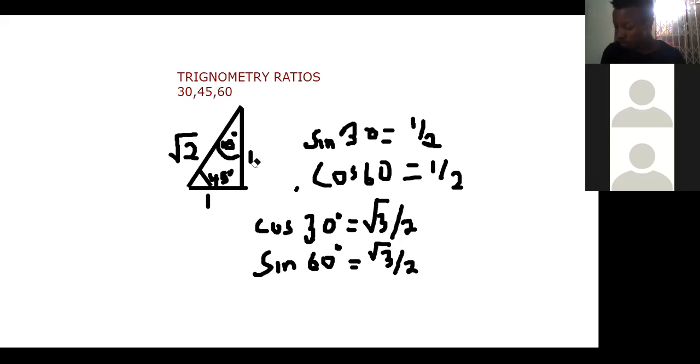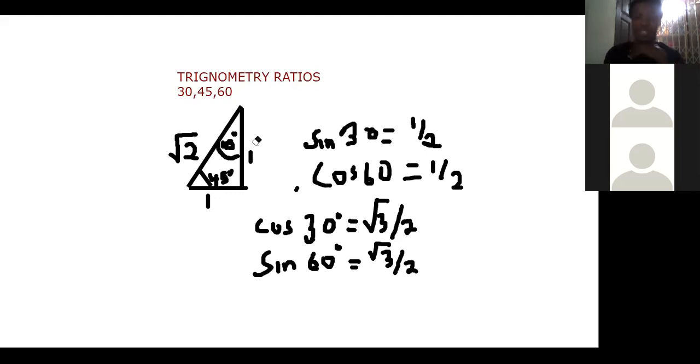Root 2 all over root 2. I'm not getting it. So cos 45 will be cos 45. If you are considering this angle, cos is what? Right, adjacent all over hypotenuse. So it will be 1 all over root 2. Check. That is equivalent to root 2 all over 2.